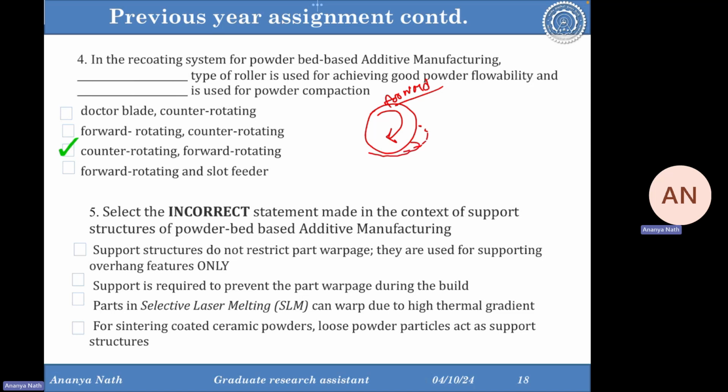So it will get pressed inside this, and counter means this thing. So here if the powders are present, they will flow very nicely over the build plate and spread over it, over the build plate.